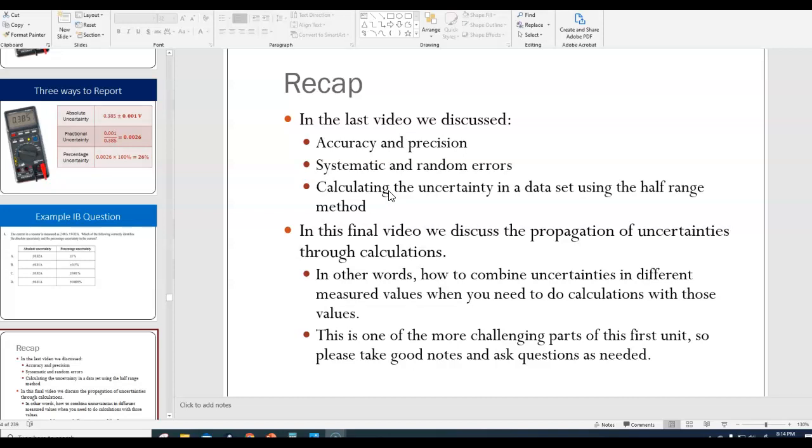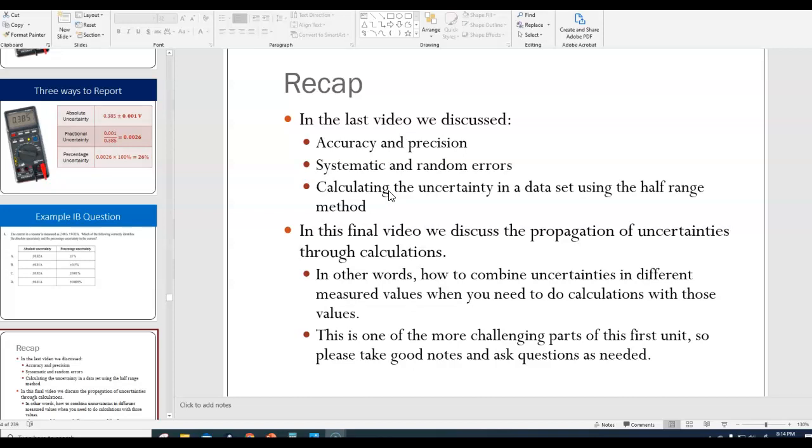Make sure you understand the difference between using the half-range method to find the uncertainty in an average value and the individual uncertainties usually caused by the measuring device itself. Okay, so those are two different things. Typically, if you were doing an IA or an experiment, you would just go with whichever of those two was the higher of the two.